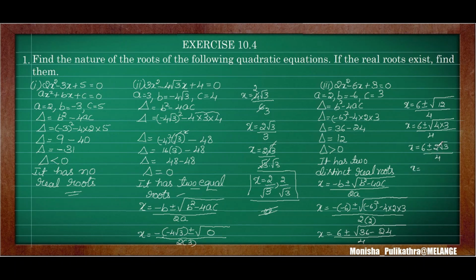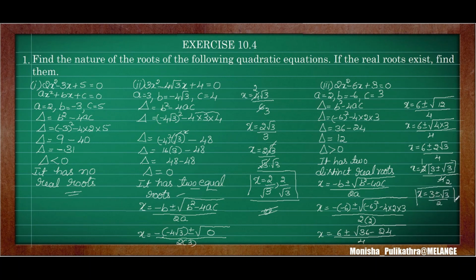So x is equal to, since 2 and 6 and 4 are divisible by the same number 2, I am taking 2 common here. The remaining will be 2 threes are 6 plus or minus 2 ones are 2. There is no need of writing it; you can write root 3 directly, and 4 divided by 2 is 2. So the answer for the root is 3 plus or minus root 3 by 2.